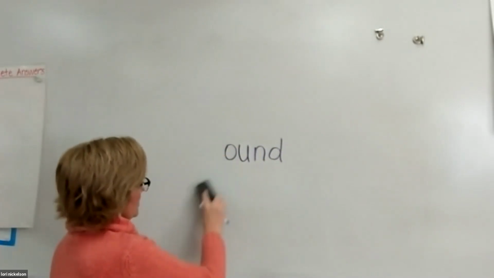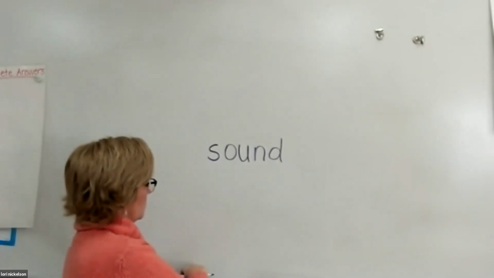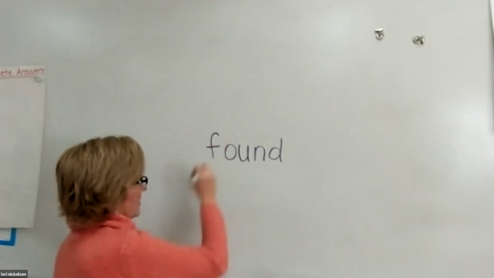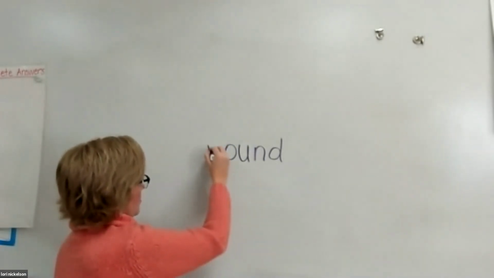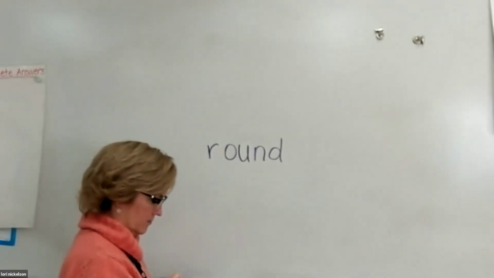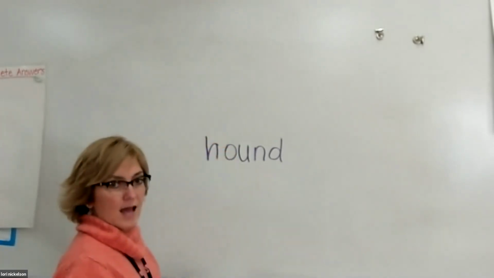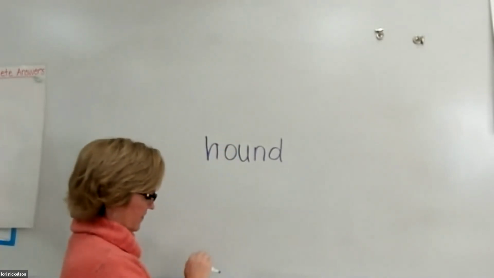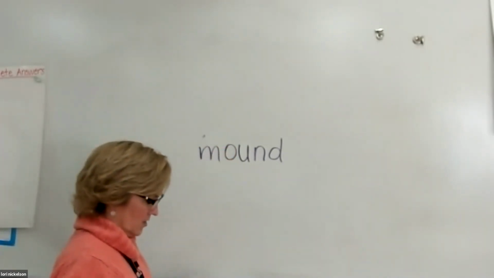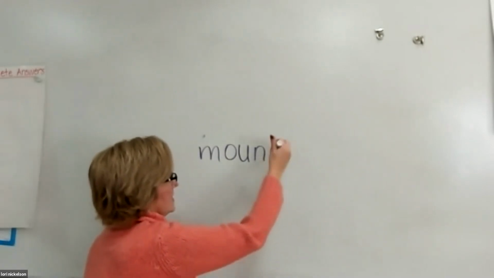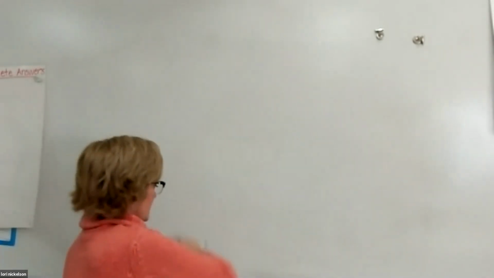Great. If I change the B to an S, what is my new word? Sound. Awesome. What if I change my S to an F? I have found. Great. What if I change the F to an R? Round. Awesome. What if I change that R to an H? Hound. Good. And if I change the H to an M, I have what? Mound. But what if this time I take away the D and I add a T? Mount. Awesome, guys. All right, let's do another word.